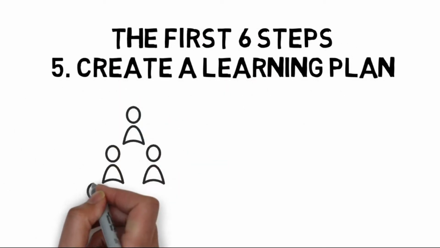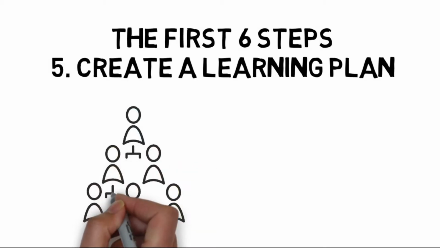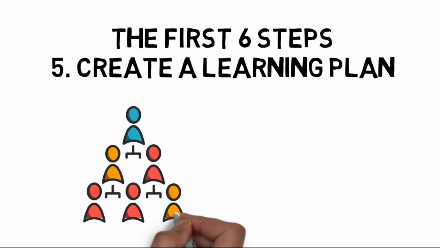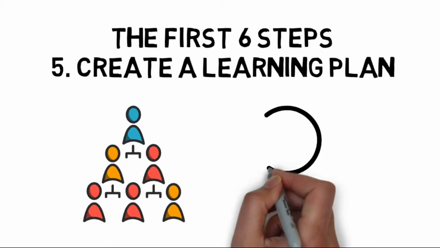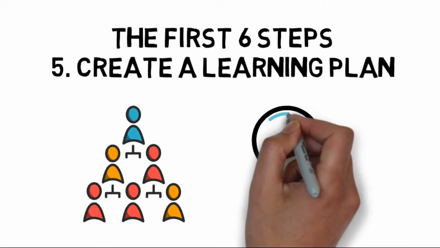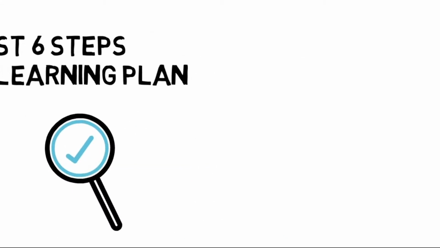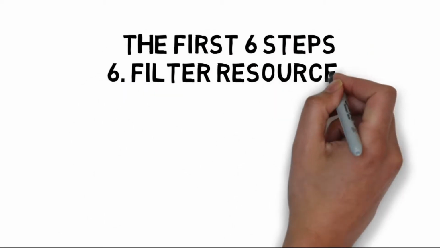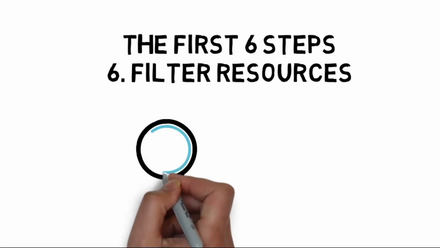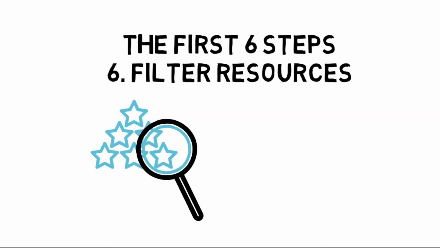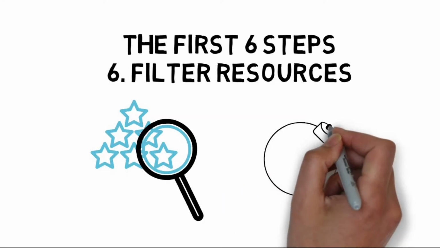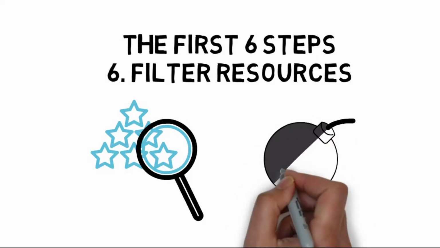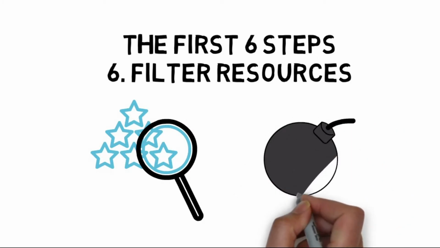A learning plan is made of breaking down the topic into smaller modules, like chapters in the table of contents from a book. When learning, you should focus on one module at a time. The sixth step is to filter resources. Filter your resources based on your learning plan. Too much resources can result in information overload, distracting yourself from the actual learning process.